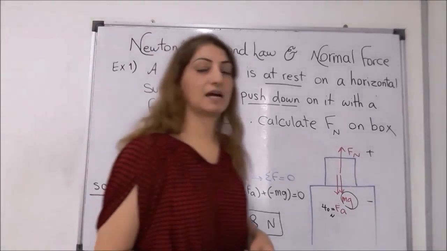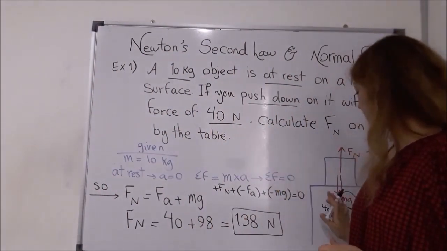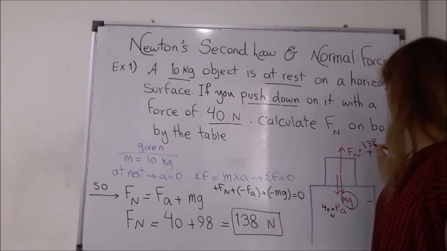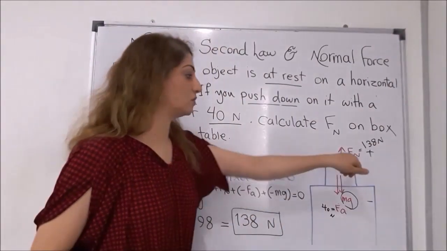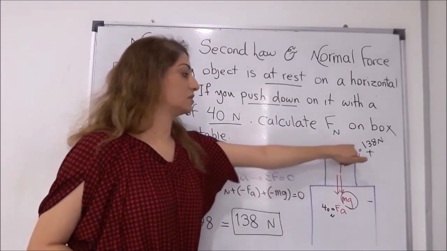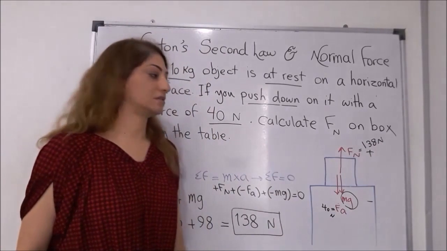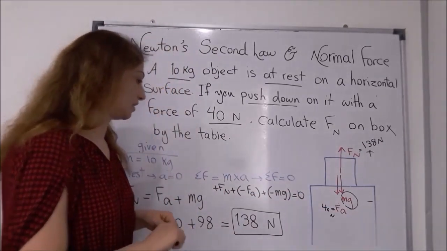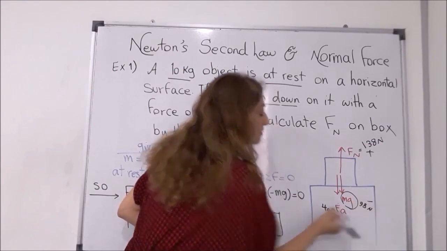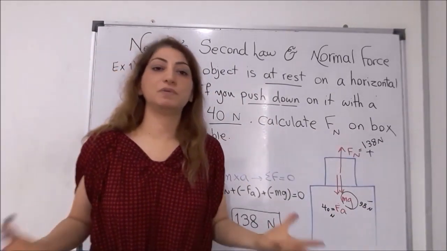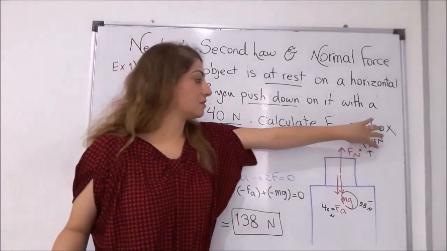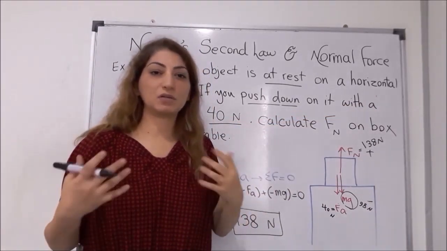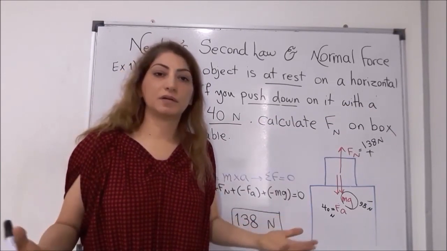It means that the force exerted from the table to the box is this much, 138 newtons. The force exerted by the table on the box should be equal to 138 newtons. We found the pushing down force is 14 newtons, and mg here is 98 newtons. These two forces in the opposite direction to the normal force should balance. The sum of these two equals the normal force because the box is not moving, so the overall force should be zero, because there is no net force.